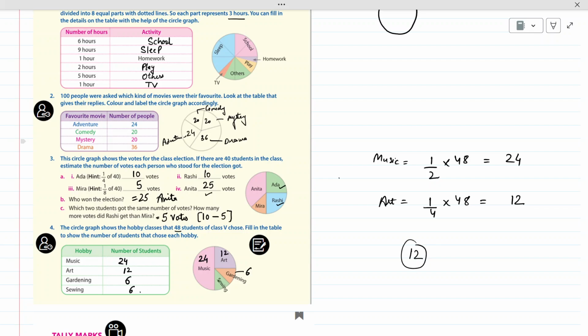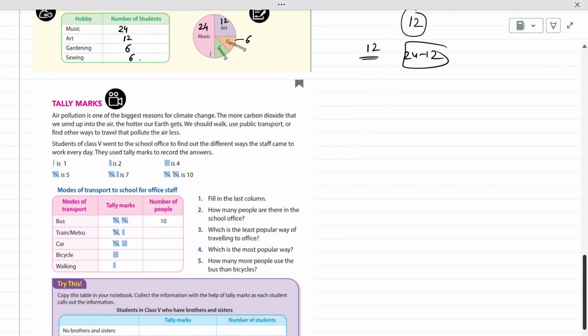Since there are equal numbers of students, we could have divided them equally, but otherwise what you can do is this: the whole represents 48, half represents 24, 12 has been taken by art and the remaining is 12 here. Now we have to distribute this 12 equally in these two because the circle graph is representing that the data is equal here. Okay, so this is done, kids.